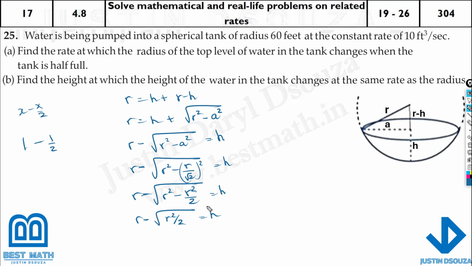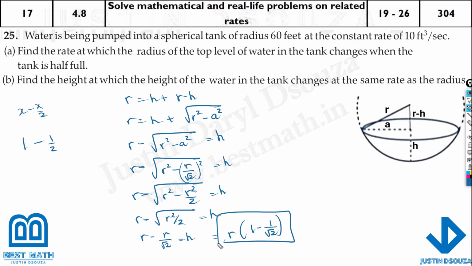Over here we have equals h. So now, let's use the square root. The above term will be r and the below term will be root 2. So r minus r divided by root 2 will be equal to h. Or we can take the r outside as common. So h will be equal to r into 1 minus 1 by root 2.